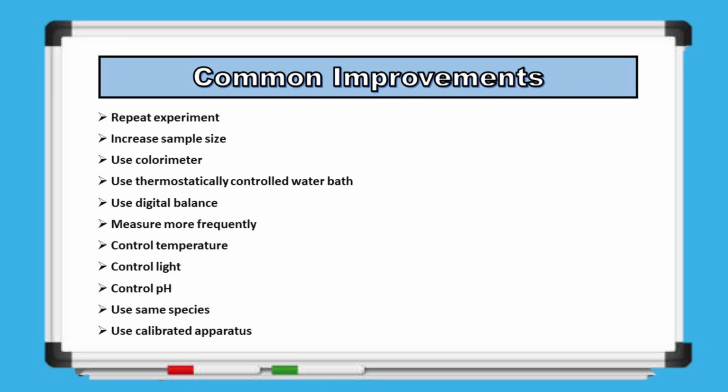Sometimes the examiner will ask how the investigation could be improved if the results were not accurate or reliable. In those questions, make sure you use appropriate improvements such as repeating the experiment, increasing the sample size, using a colorimeter, using a thermostatically controlled water bath, using a digital balance, taking measurements more frequently, controlling temperature, controlling light, controlling pH, using the same species, and using calibrated apparatus. These are common marking scheme points, so remembering these terms can help you secure easy marks.